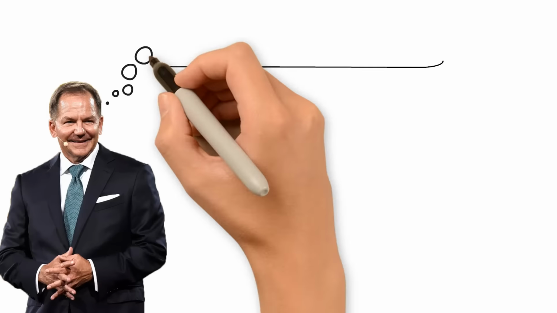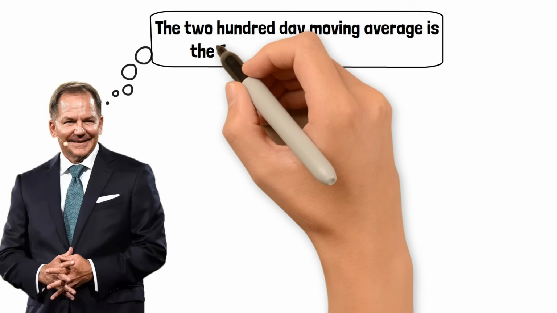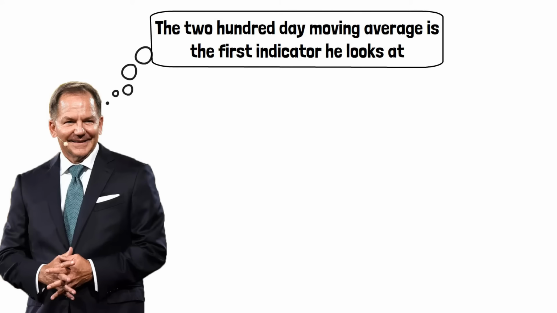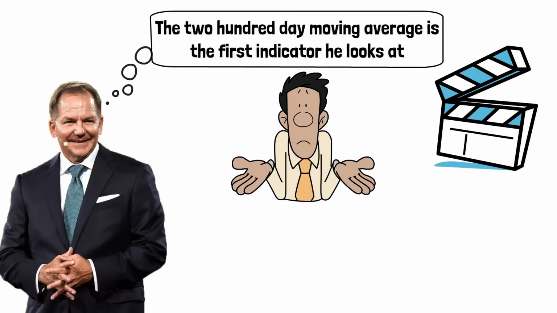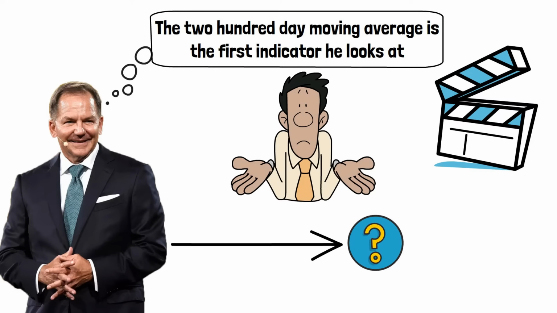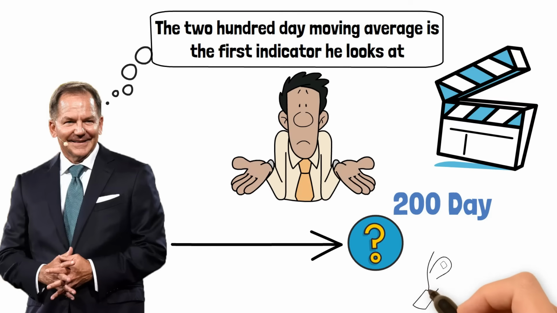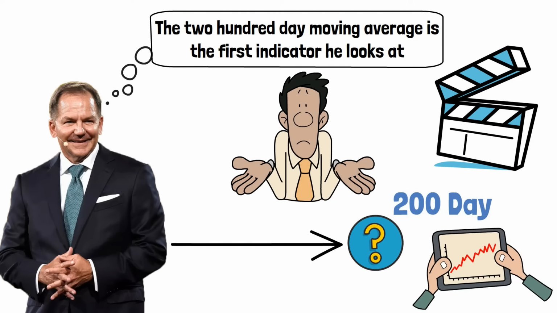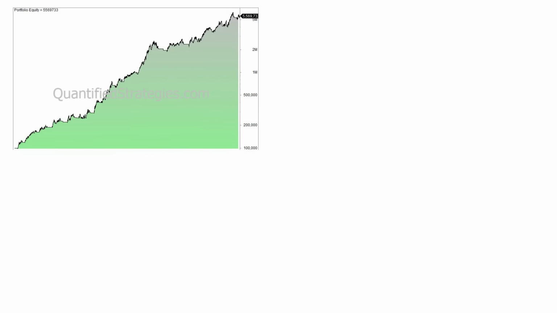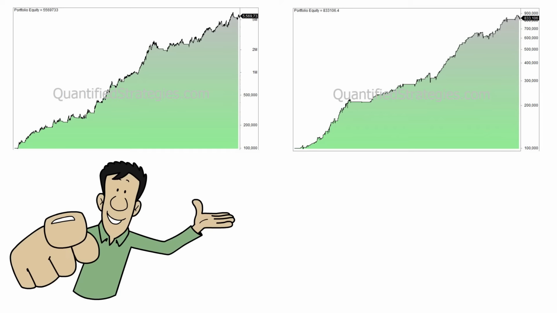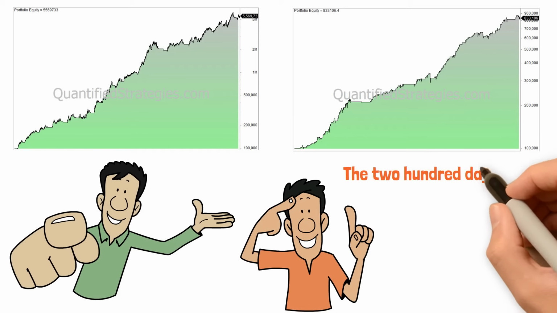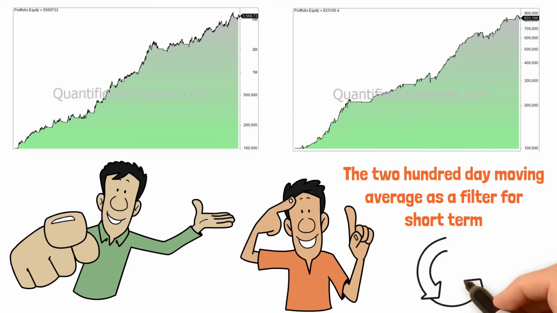The famous investor Paul Tudor Jones once said that the 200-day moving average is the first indicator he looks at. Why is that? In this video, we tell you why Tudor Jones looks at the 200-day moving average and why it's a useful trading indicator. We show you trend-following trading strategies as shown on the screen and how you can use the 200-day moving average as a filter for short-term mean reversion strategies.